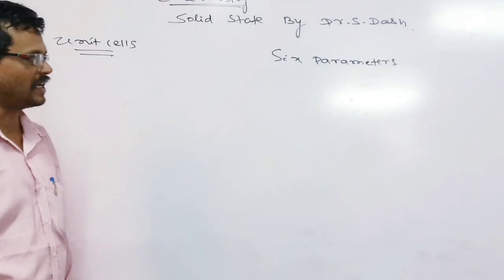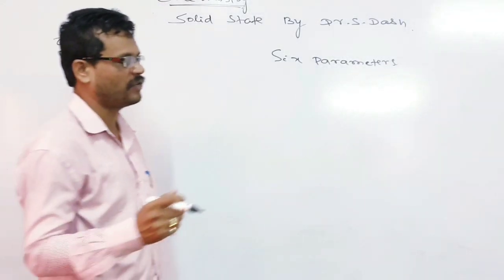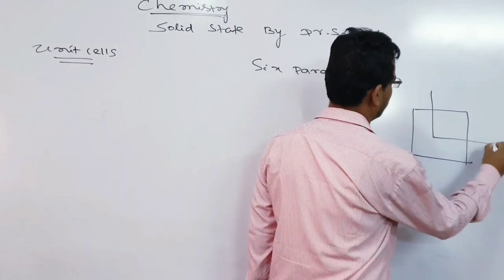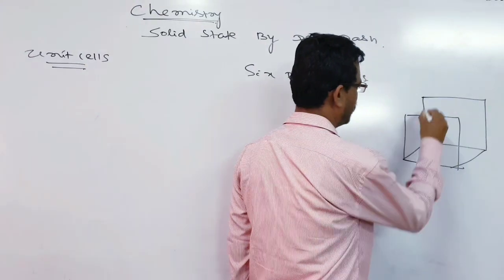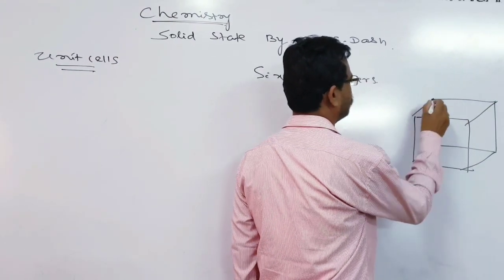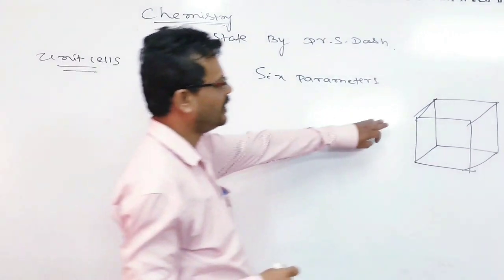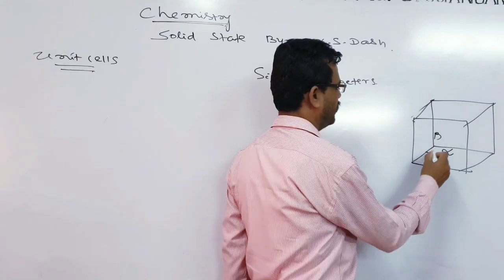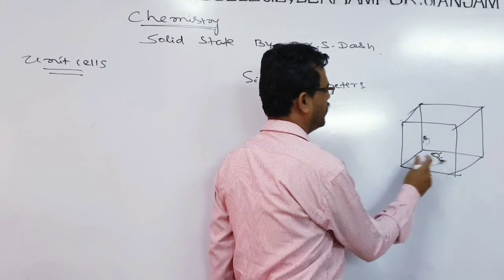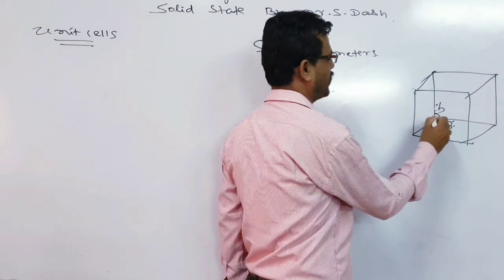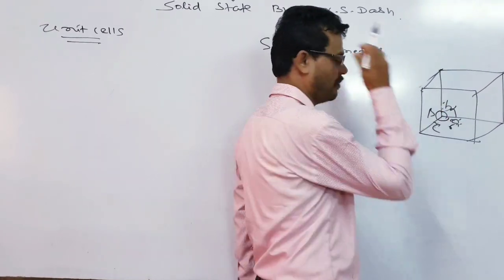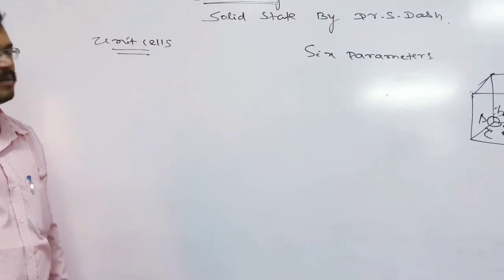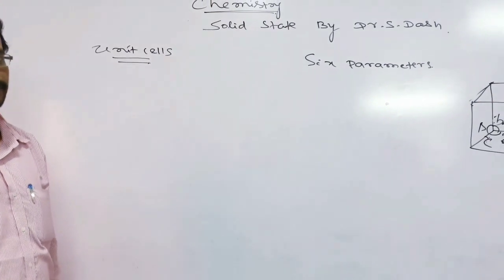And these 6 parameters are, let us say I am drawing a figure of a simple unit cell. Okay. So here you can see it is a simple unit cell. There are 3 lengths, that is A, B, C, as well as 3 angles, that is alpha, beta, gamma. Okay. So on the basis of these parameters, we can classify into different categories.